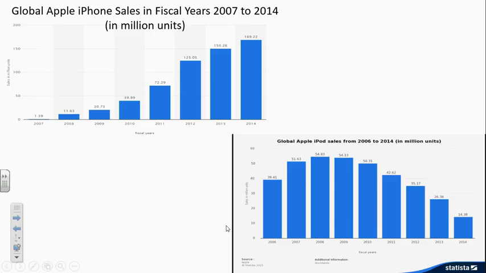Okay, so to understand why we want to compose or combine functions, I pulled some real-world data. And you guys are all probably too young to have watched Steve Jobs' announcement of the original iPhone.